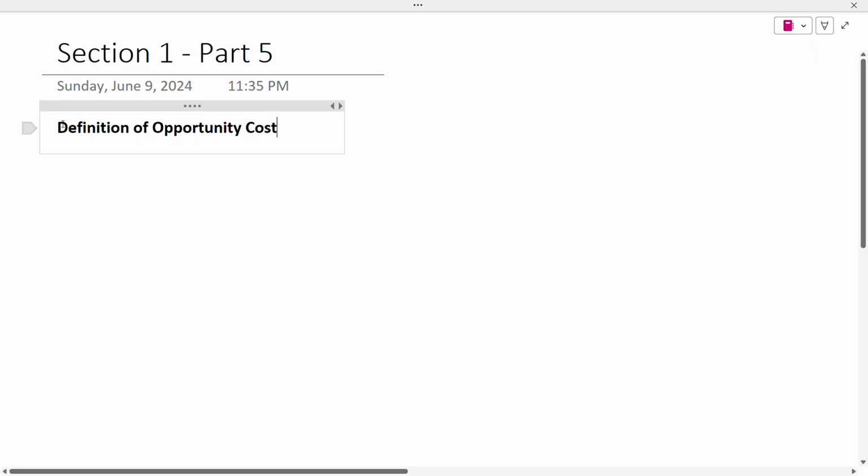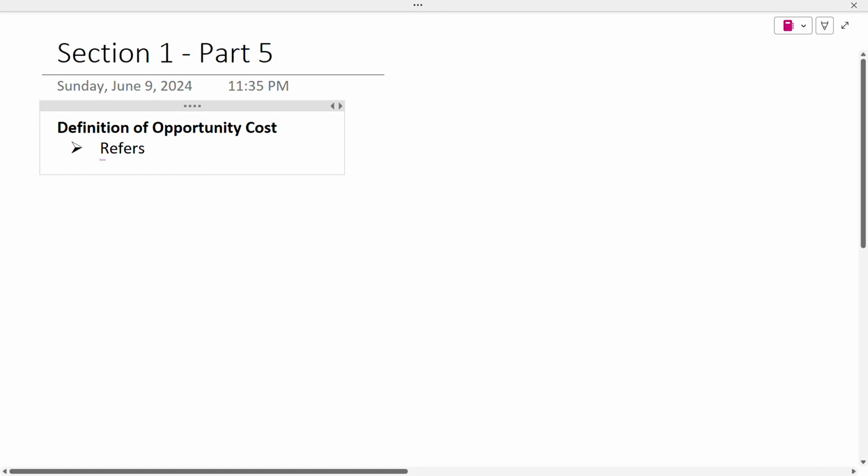Hi everyone. Now that we have discussed the concept of factors of production, and what scarcity is and what limited resources mean, we can now move on to discuss a very important concept in economics, that is the concept of opportunity cost. Now, what is opportunity cost? Let's start with the definition.